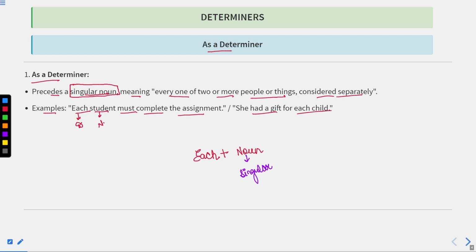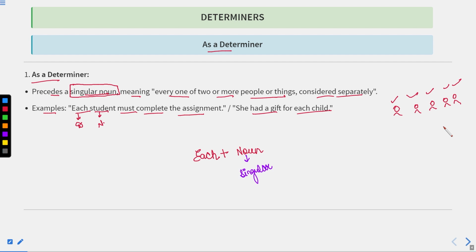She had a gift for each child. For each child means suppose there are 5 children. Okay, and she has gifts. So she has gifts for every one of them. It means one for this, one for this, one for this, one for this, one for this.